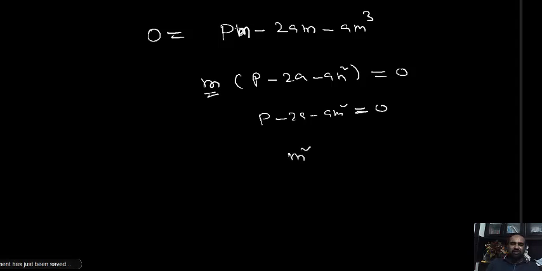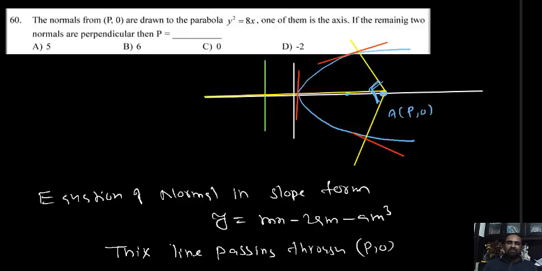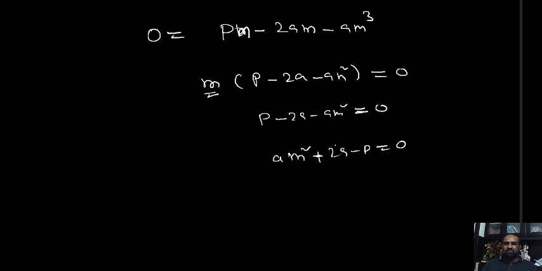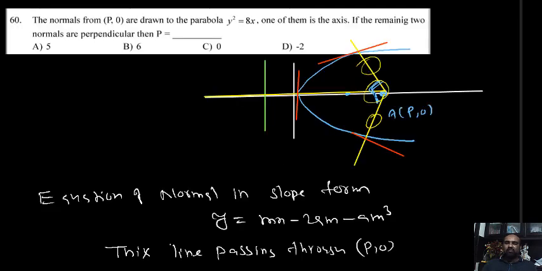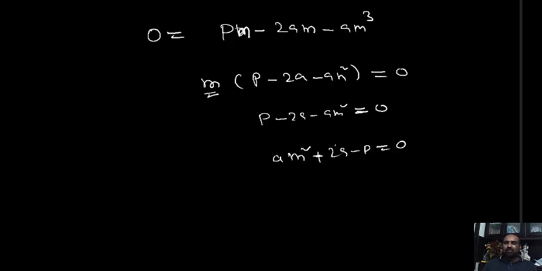So what happened? This is am square. Do one thing, transfer that side: am square plus 2a minus p equal to 0. This is a quadratic equation in m. One m gives the slope of one normal, another m gives the slope of another normal, and it is already given they are perpendicular. What that means is, from this you can find two m's, m1 and m2, the slopes of the normals. Since they are perpendicular, the product of their slopes equals minus 1, indirectly saying the product of roots of this equation is equal to minus 1.